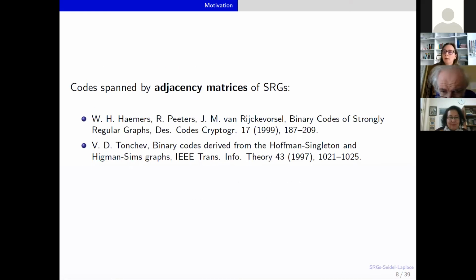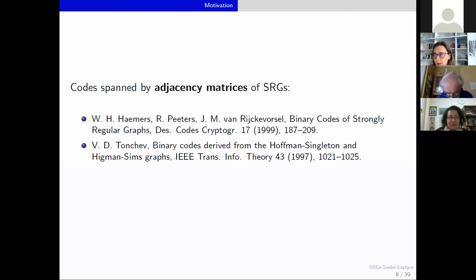But as I said, we were interested in answering the question of how we can use matrices that are associated with strongly regular graphs in order to obtain nice self-orthogonal codes. What was the motivation for our work? If you go into the literature, you can see that codes that are spanned by adjacency matrices of strongly regular graphs were investigated before.